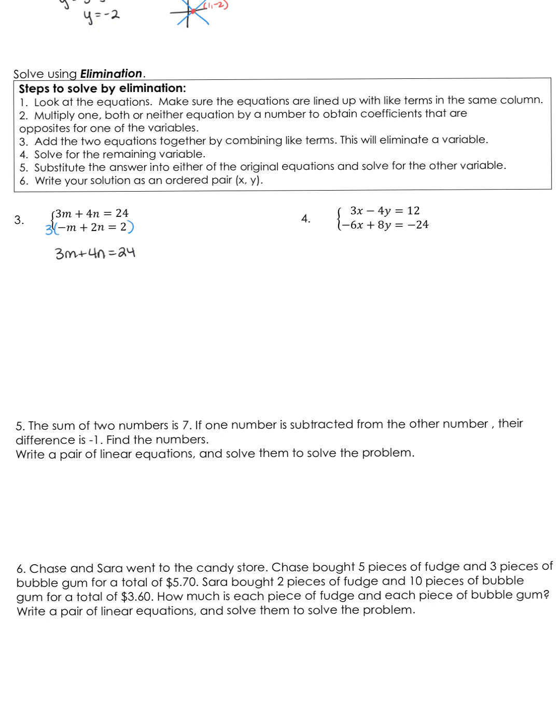So we'll get -3m. 3 times 2 will make this part what? 6n. And then 3 times 2 will make the number on the other side 6.